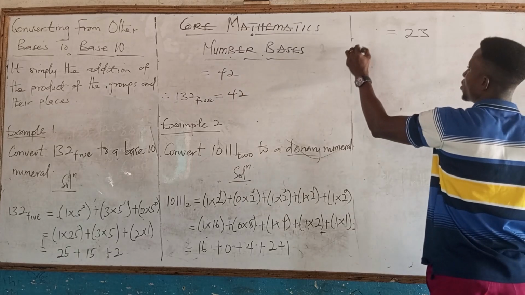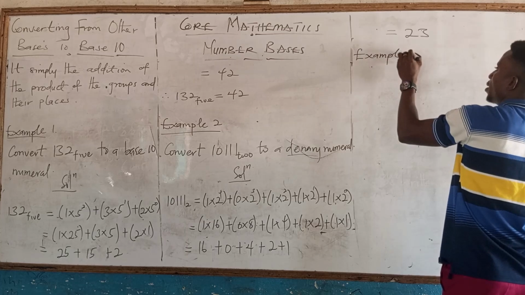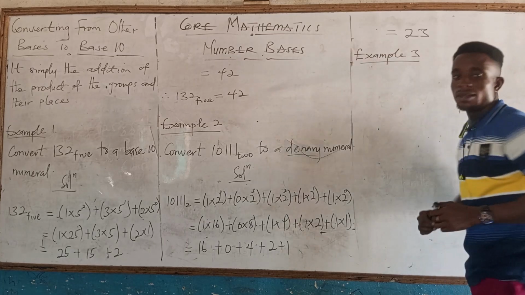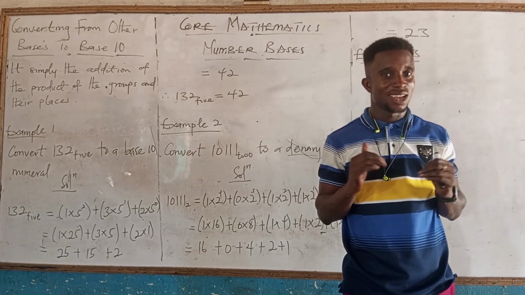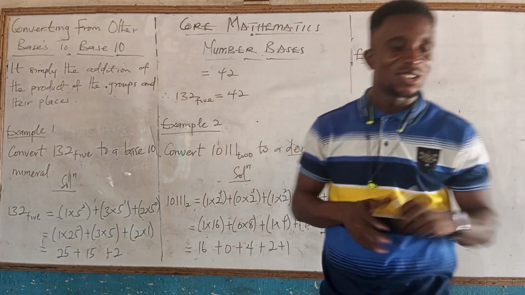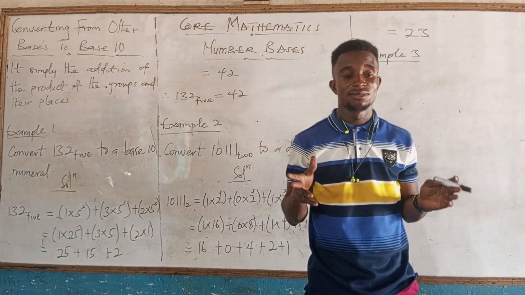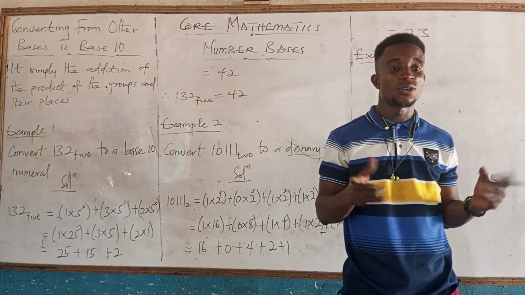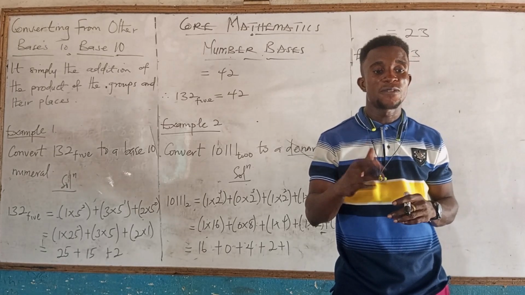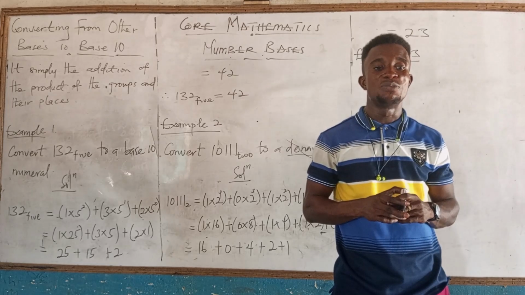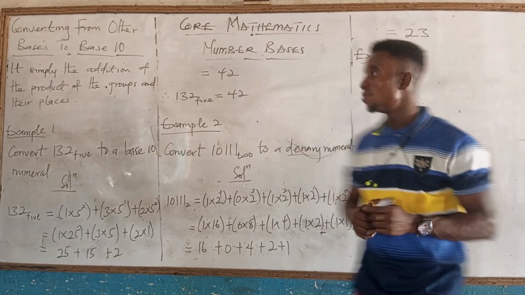So example number 3. And this one is your major work. You are going to do it for me, I will not solve it. Okay. So example number 3 says, convert the following. So we are going to write all of them, we have about 3 or 4, then we begin solving. So we have to convert the following into base 10 numerals.